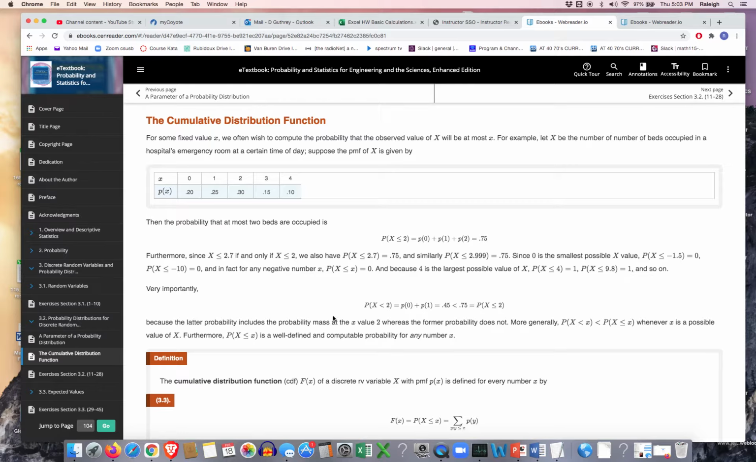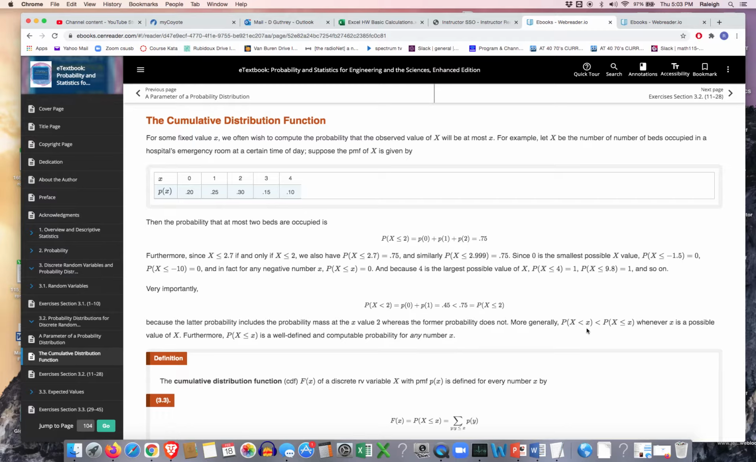Now, very importantly, if x is definitely less than 2, then we cannot include the 2. So we don't. We just include the first 2 values, and 2 is barely excluded. So it's very subtle, but you have to watch out for your less than or equal to versus strictly less than signs. So that's going to be only 45%, way less than 75%, which is what we just talked about.